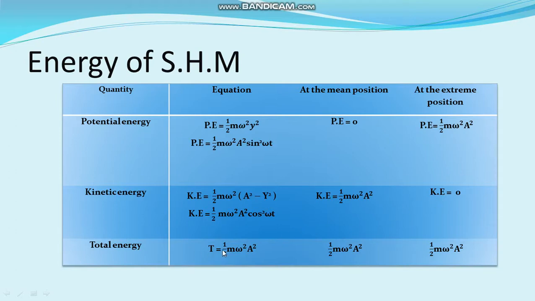Total energy is equal to half m omega square a square. Yes, total energy is sum of kinetic energy and potential energy. See here, at mean position total energy, at extreme position total energy. Yes, this is law of conservation of energy. In isolated system, total energy remains constant.